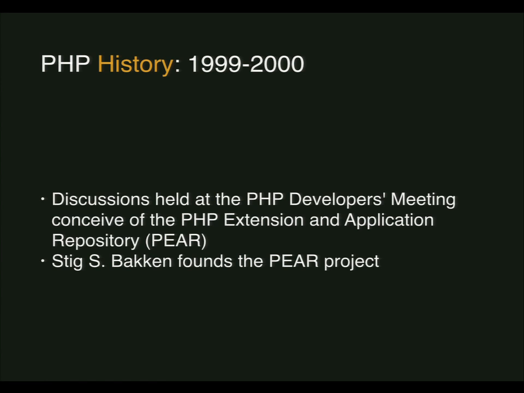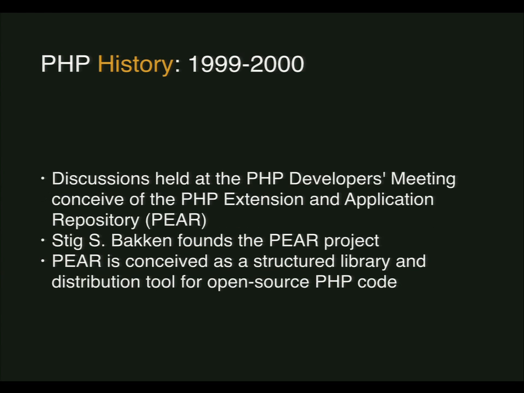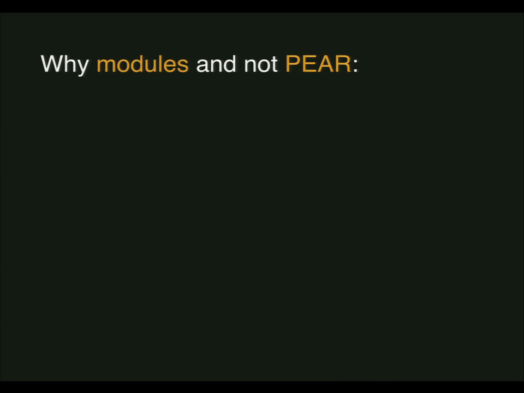So, Stig S. Bacon? Is that right? I don't know. If Larry doesn't know, I sure don't know. He founds the PEAR Project around the same time frame and begins moving this thing forward. Now, PEAR is essentially a structured library for open source PHP code, right? It looks really similar to a lot of other things that we've begun to use today, but it had a few problems. No, I guess I get to that later.